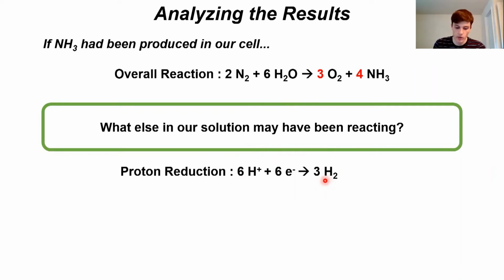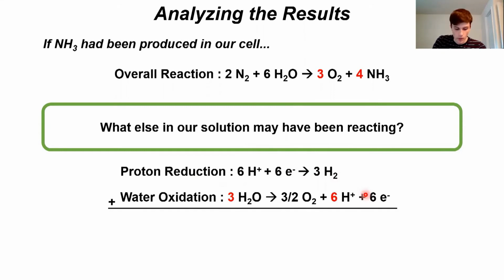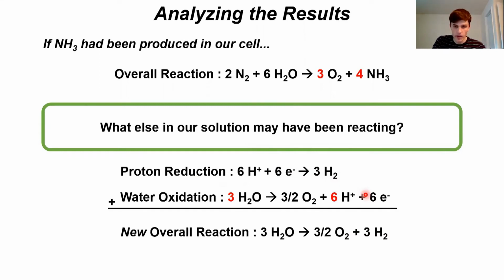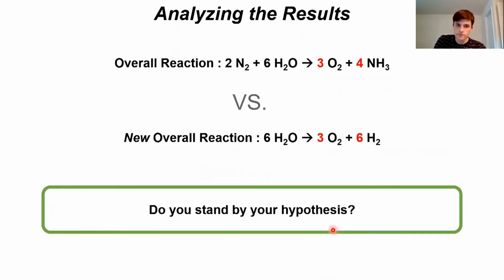Now let's take a look at the overall reaction that would have been occurring had proton reduction been occurring at the cathode and water oxidation been occurring at the anode. If we add them together, what we get is this overall reaction of taking 3 equivalents of H2O to 3 halves of O2 and 3 equivalents of H2. So what ratio of gases would we have expected for this new overall reaction?